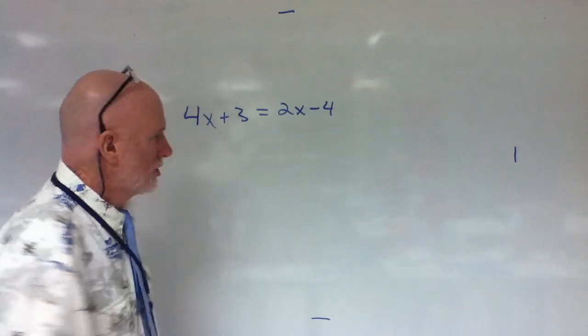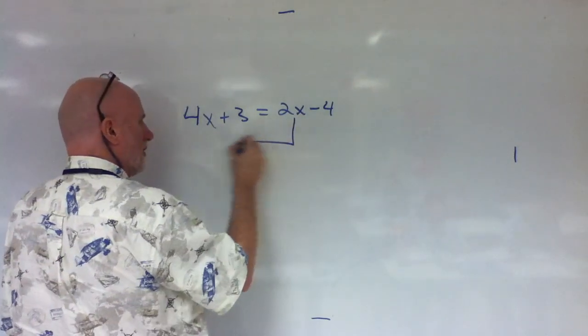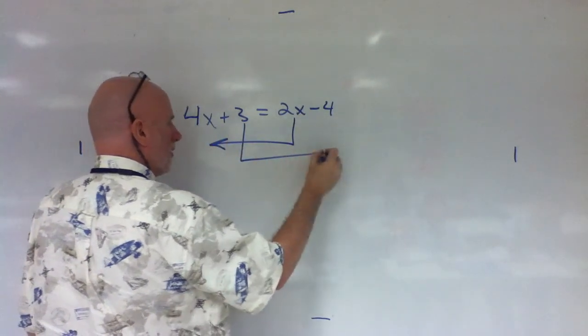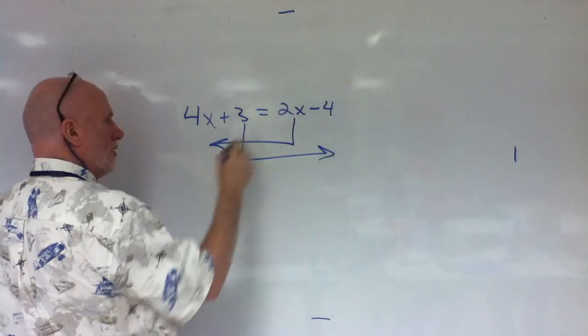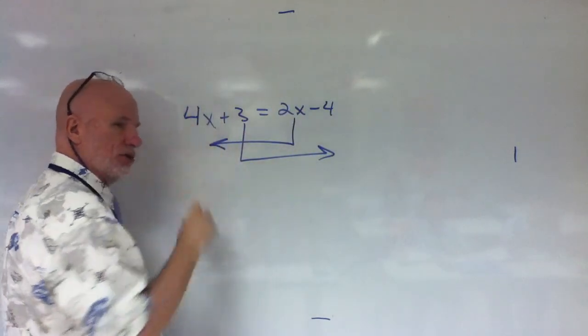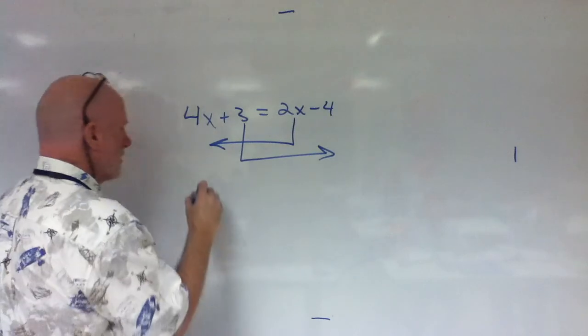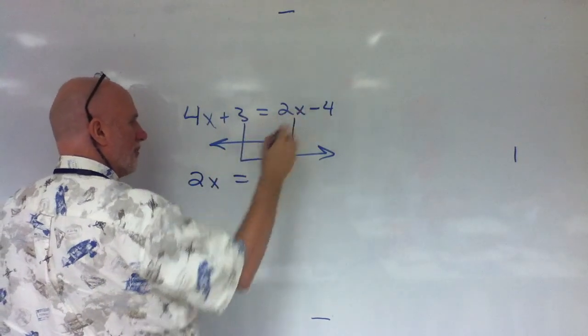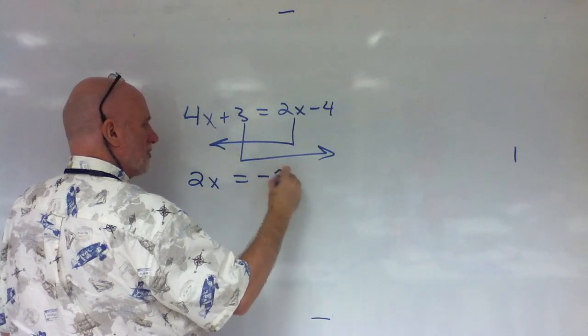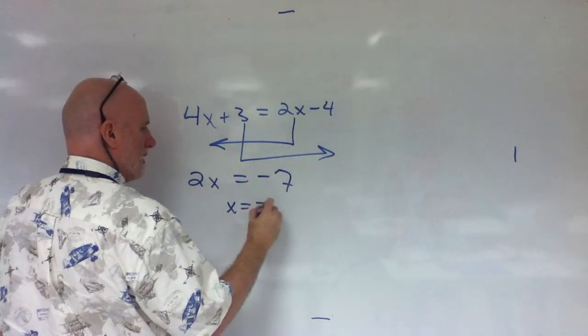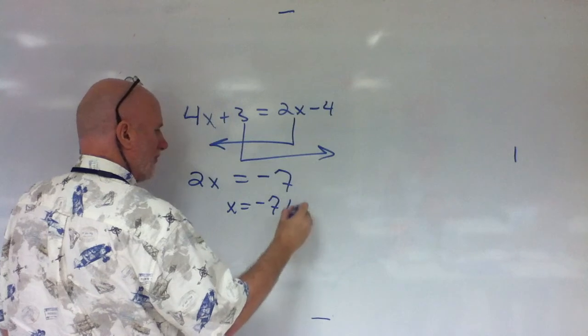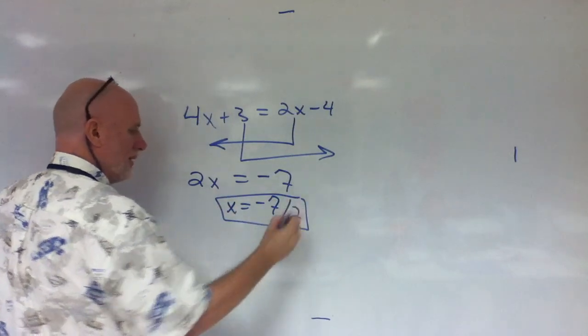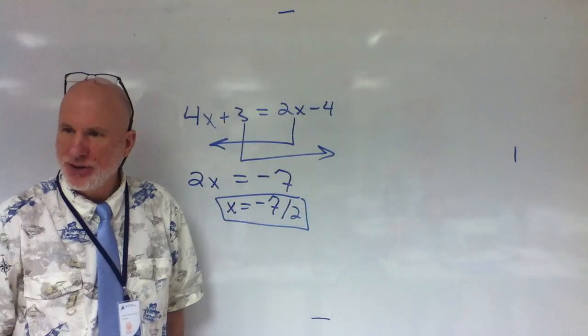I'm going to bring the 2x over here, and I'm going to bring the 3 over there. So this is going to be subtract 2x from both sides, so that's 2x equals, subtract 3 from both sides, negative 7. So x equals negative 7/2. Is that correct? Do you understand that?